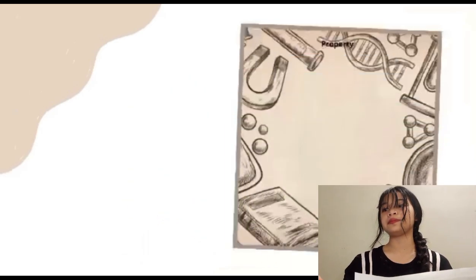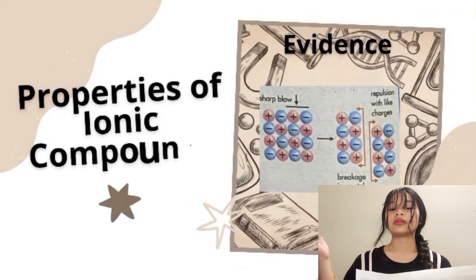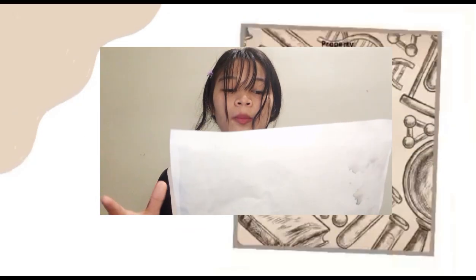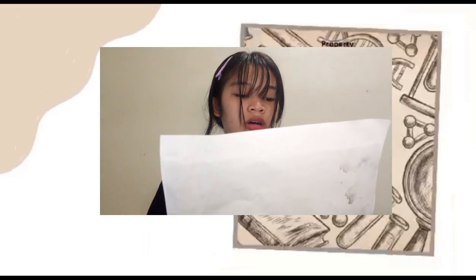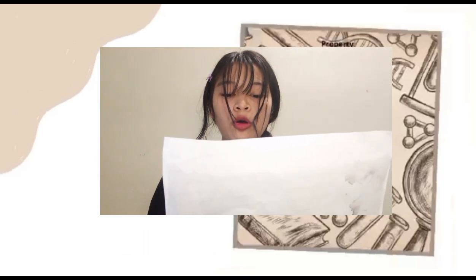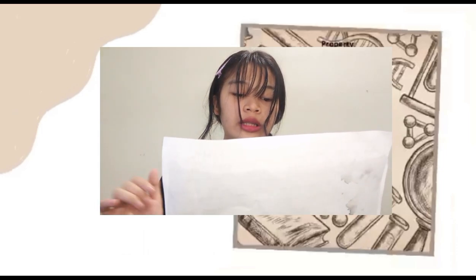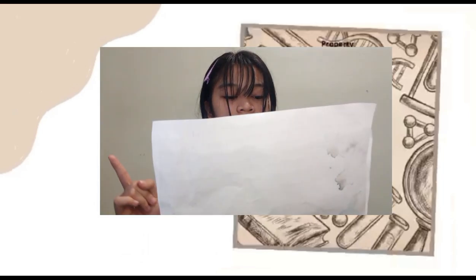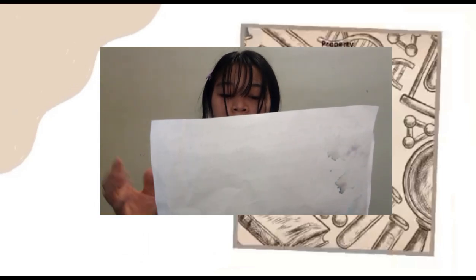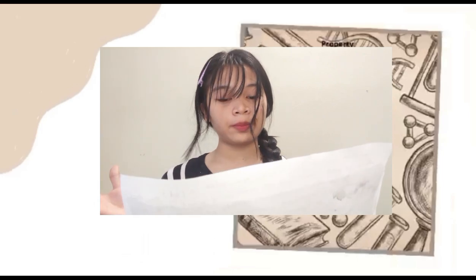And the evidence of hard and brittle is this image. Ionic compounds are generally hard because of their fixed and stable lattice. This is because the lattice is not easily displaced. Most ionic compounds are also brittle, as an external force applied to the crystal may distort its lattice and make like ions line up, causing the crystal to break.